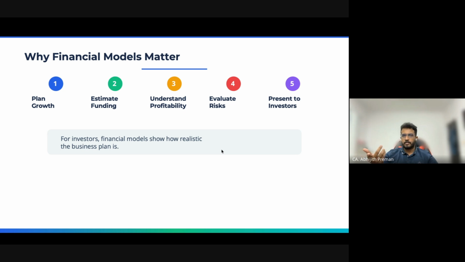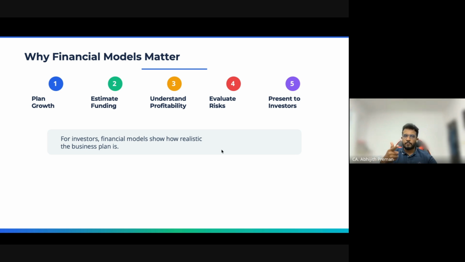Then again, an obvious thing which everyone knows, present to the investors. Obviously, the investors would be asking for a financial model and also a 5-year projection, whatever it is. So that's another reason why people typically do financial models. So 5 reasons. One is to plan growth, estimate funding, understand profitability, evaluate risk, and present to investors.